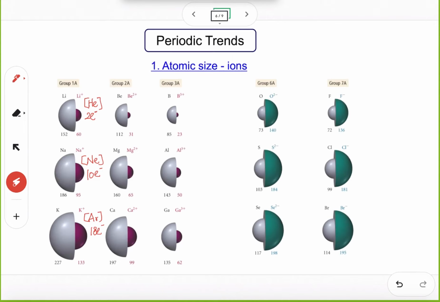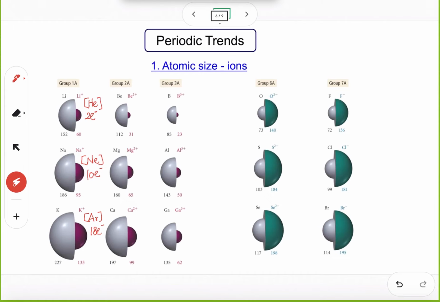Rule number 3 is a little bit tricky. Now, part 1 of rule number 3: in the same period, does cationic size decrease or increase from left to right? In other words, it wants you to compare lithium plus, beryllium 2 plus, and boron 3 plus. When you go from lithium plus to boron 3 plus, what's the trend for the ionic size? From the data, you can see that it decreases from left to right. But what's the reason?